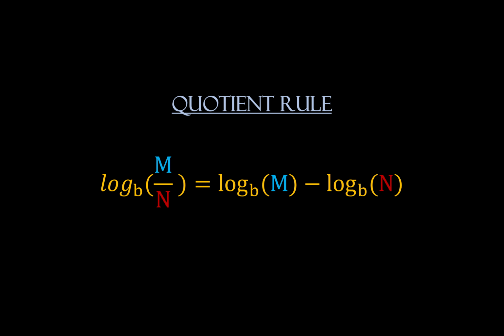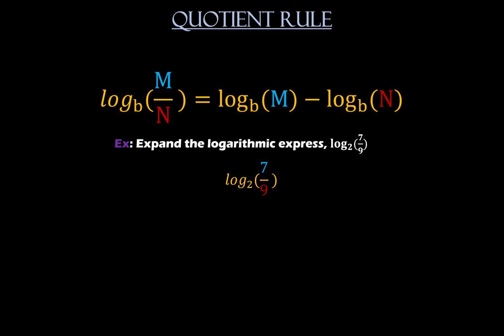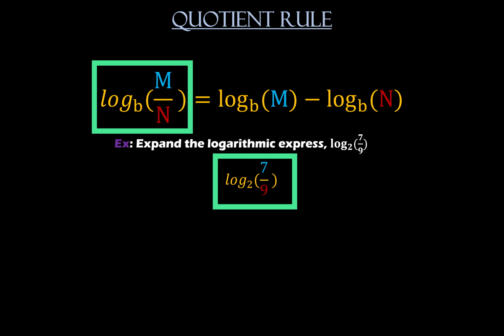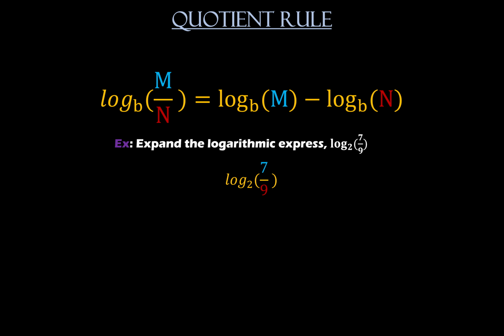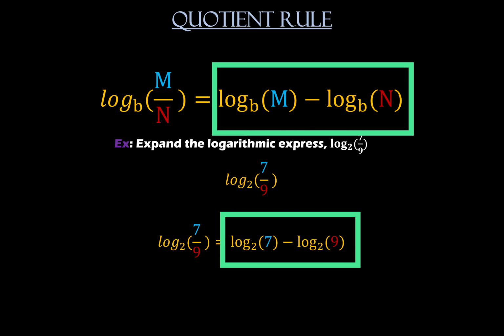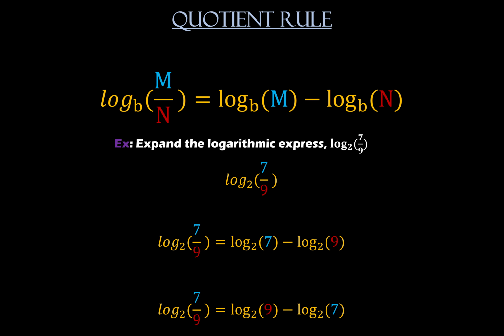Now let's look at the quotient rule, which says that if you have some sort of division or a fraction inside our parentheses, we can split them into the difference of two separate logarithms. Here I have a fraction in my parentheses, so I know I can use the quotient rule. Notice how the numerator comes first, then the denominator. Order matters here, meaning this would be an incorrect answer.